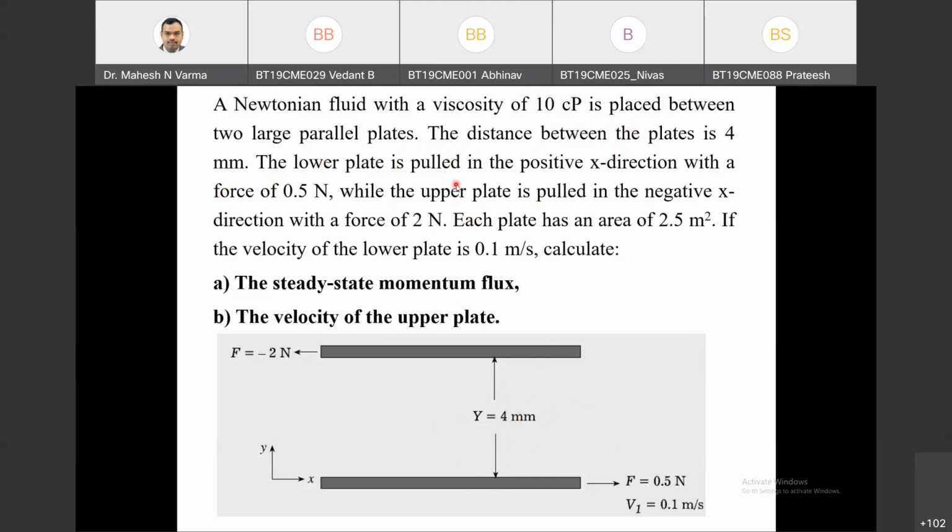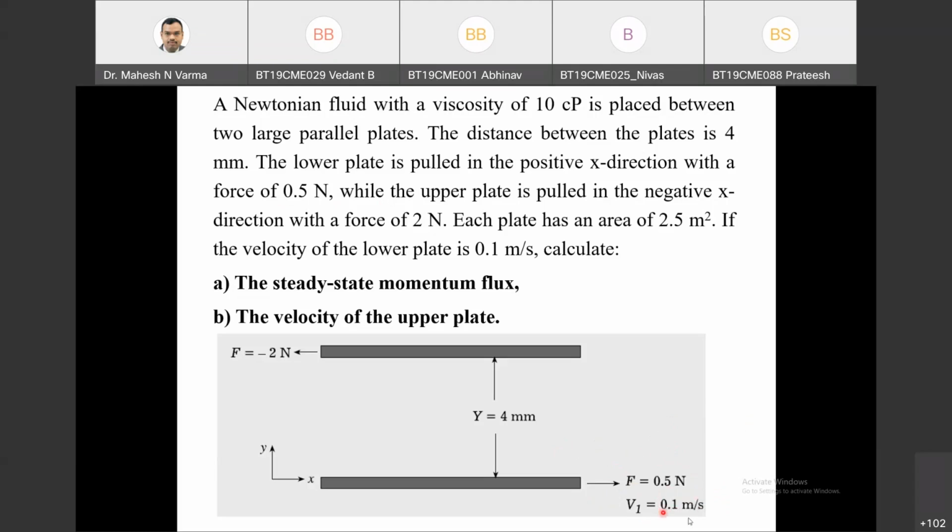The upper plate is pulled in the positive x direction. The force is 0.5 Newton, which gives the velocity v1 equals 0.1 meter per second. This is vx.